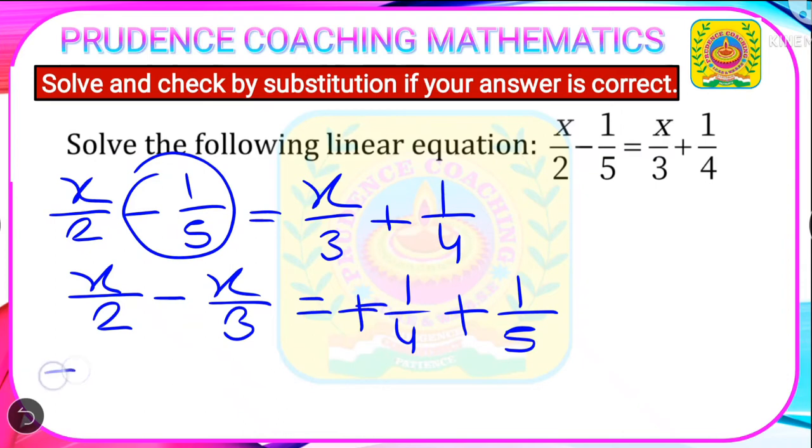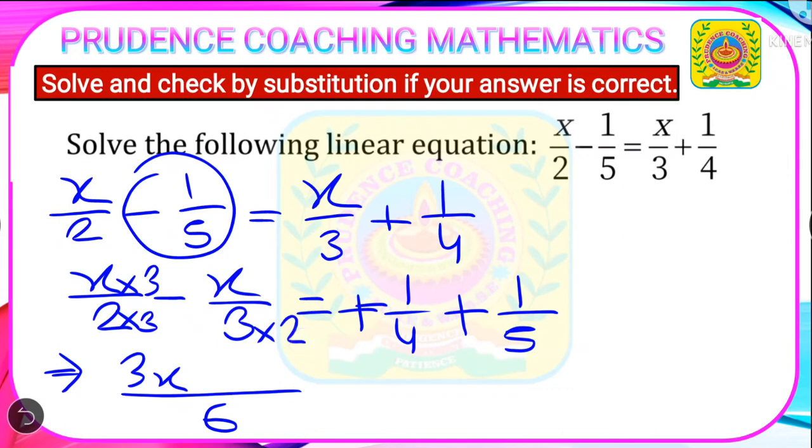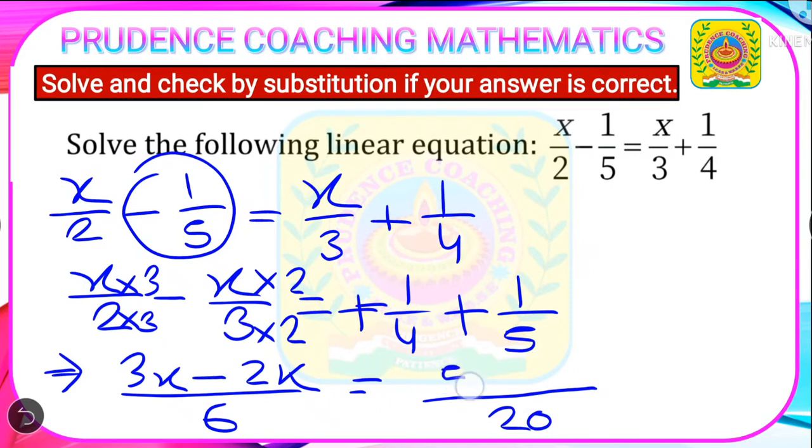So now we will take the LCM of 2 and 3, which will be equal to 6. So we need to multiply 2 with 3 so that we can get 6. So 3x will be in the numerator, and here we need to multiply 3 with 2 to get 6. So here we will get 2x. So minus 2x equals, as you can see, 4 and 5 LCM will be 20, and if we multiply 4 with 5 then only we will get 20. So 1 into 5 will be 5, and here we have 4 into 1 is 4.